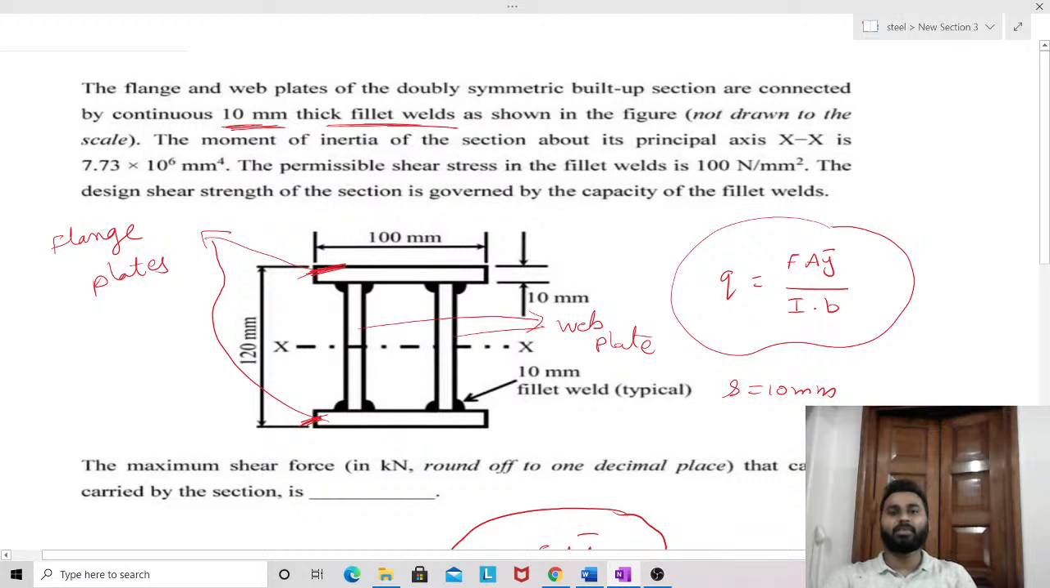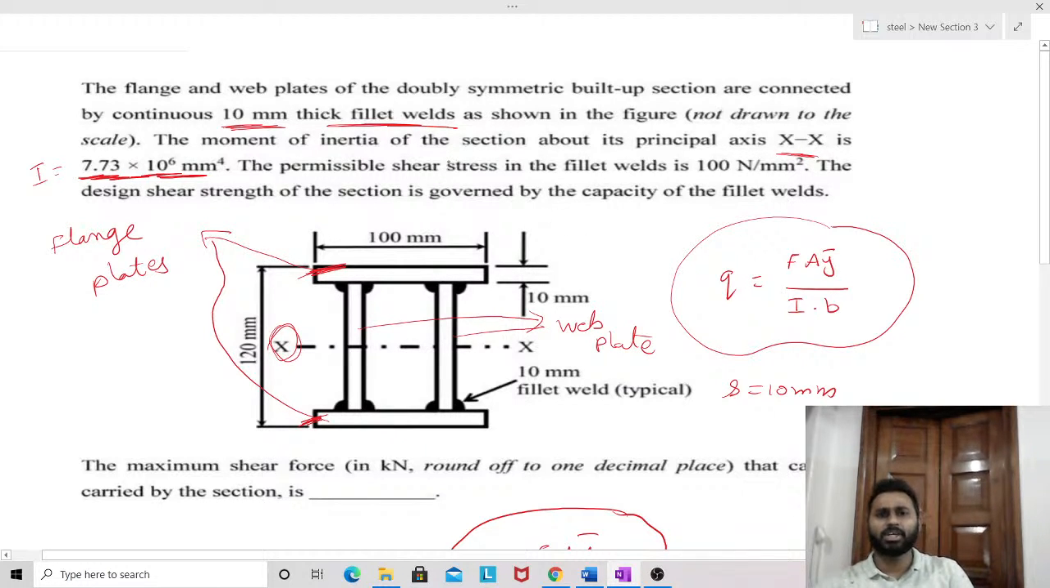Now, moment of inertia of the section about XX. See here, XX is nothing but the neutral axis. For this section, this is XX, which was mentioned clearly. Now this XX itself is the neutral axis. Clear? I was mentioned in the question. I is equal to how much? 7.73 into 10 to the power 6 mm to the power 4. Clear? Got the moment of inertia.